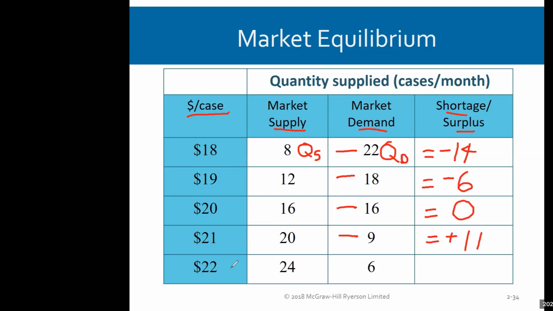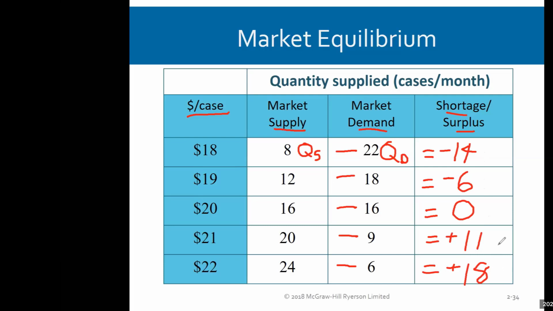And then the last, if the price goes up to 22, market quantity supplied goes up quite a bit. Producers want to produce even more because they're making more profits at higher prices. But consumers want to buy less. Now they only want to buy 6 at that high price of 22. So 24 minus 6, we get a final number here of plus 18. So that's the biggest surplus of all. So we went from a shortage, smaller shortage, 0, surplus, and bigger surplus.